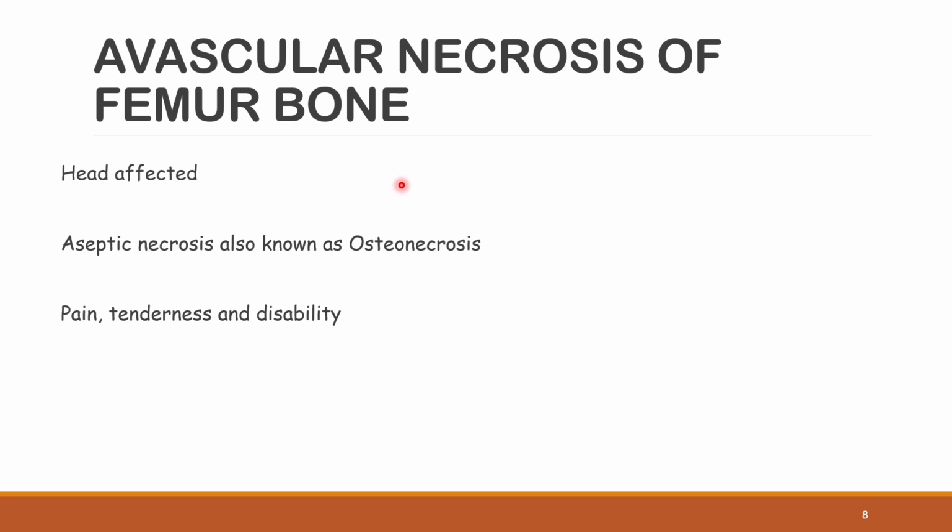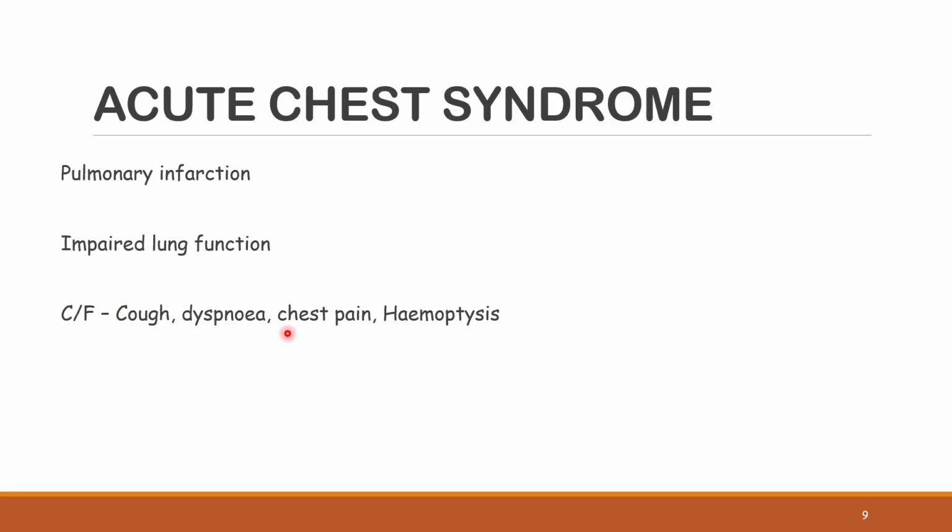One important clinical manifestation, as we have discussed, is the avascular necrosis of the femur bone. So the patient can have pain in that area. Usually the head of the femur is affected, and this necrosis is purely aseptic, right? It is not because of infection. So that is known as aseptic necrosis, also known as osteonecrosis. There is pain, tenderness, and disability because of that.